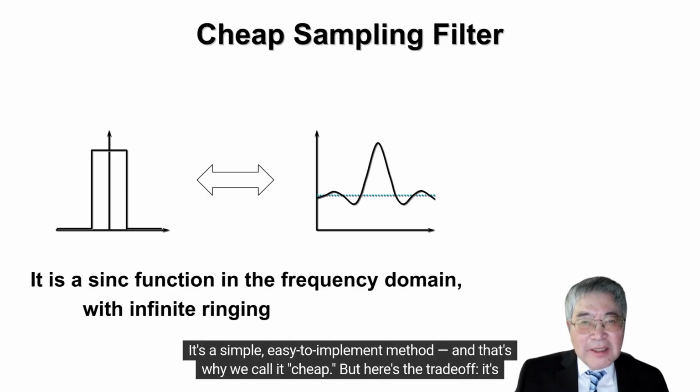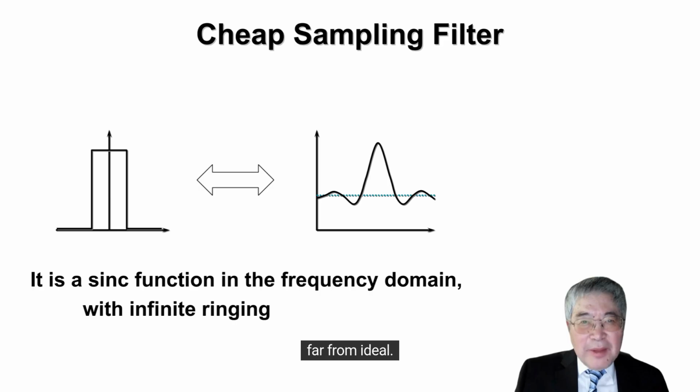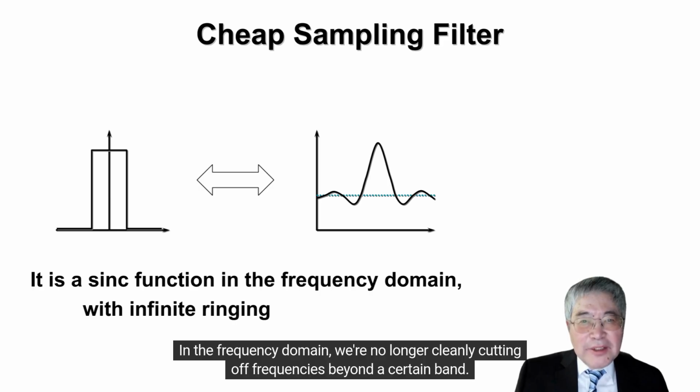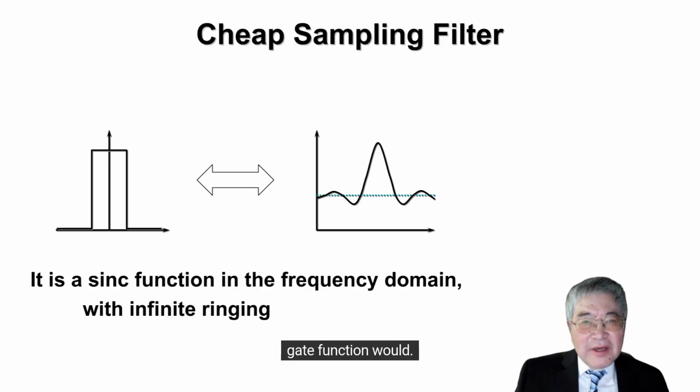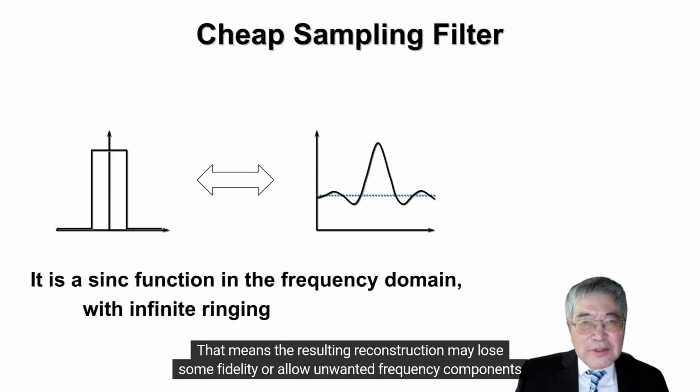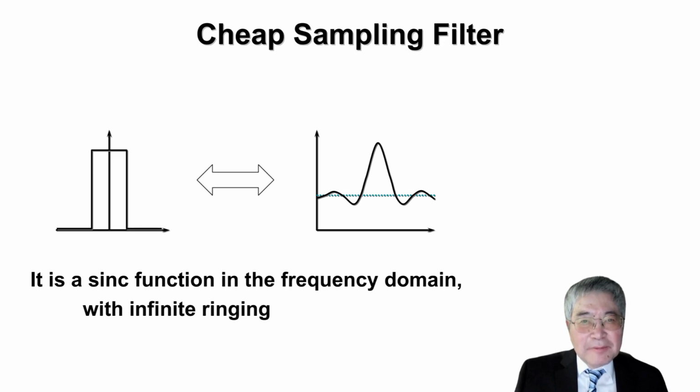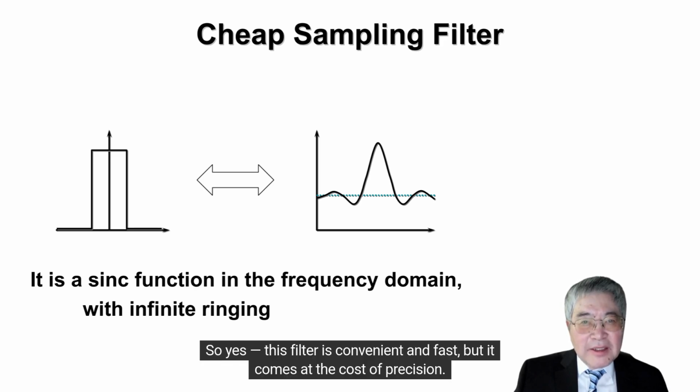It's a simple, easy-to-implement method, and that's why we call it cheap, but here's the trade-off: it's far from ideal. In the frequency domain, we're no longer cleanly cutting off frequencies beyond a certain band. The sinc function doesn't have sharp boundaries, so it doesn't isolate frequencies as cleanly as the gate function would. That means the resulting reconstruction may lose some fidelity or allow unwanted frequency components to leak in. So yes, this filter is convenient and fast, but it comes at the cost of precision. Next, we'll explore how filtering in the spatial domain can help improve this.